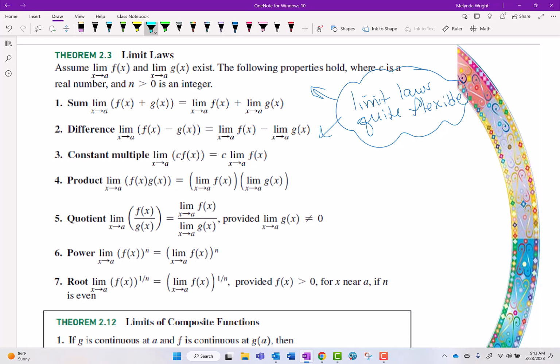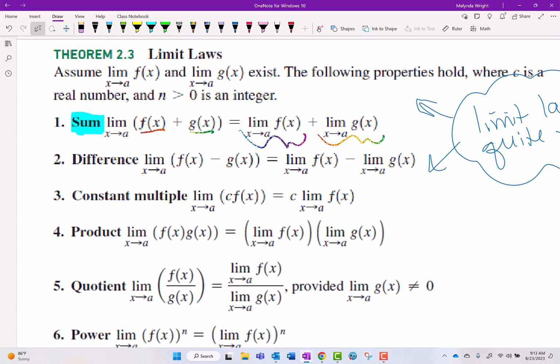So we have one that's called the sum limit law. Notice that I am allowed to split these apart. Instead of adding these functions together and then taking the limit, I could separate them and take the limit of the first one plus the limit of the second one. Sometimes that's very helpful for us if we can do it in a different order. Sometimes that makes our lives easier.